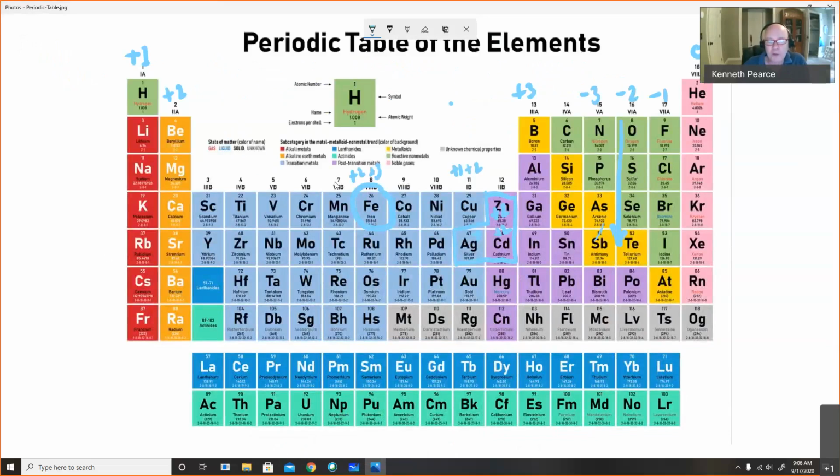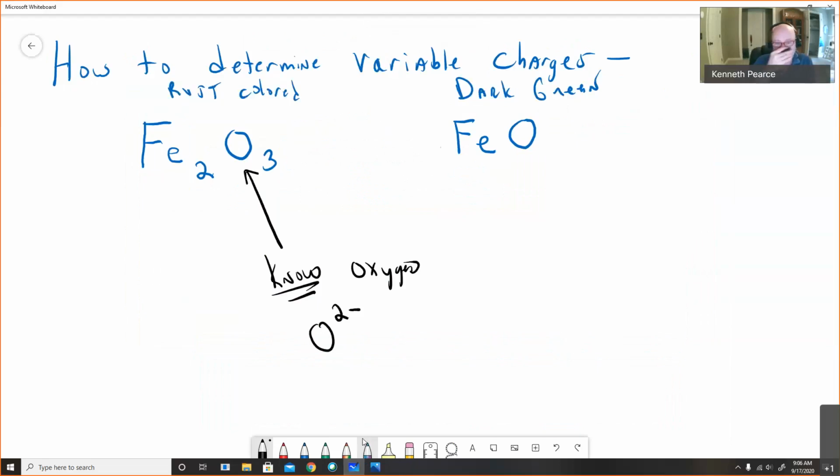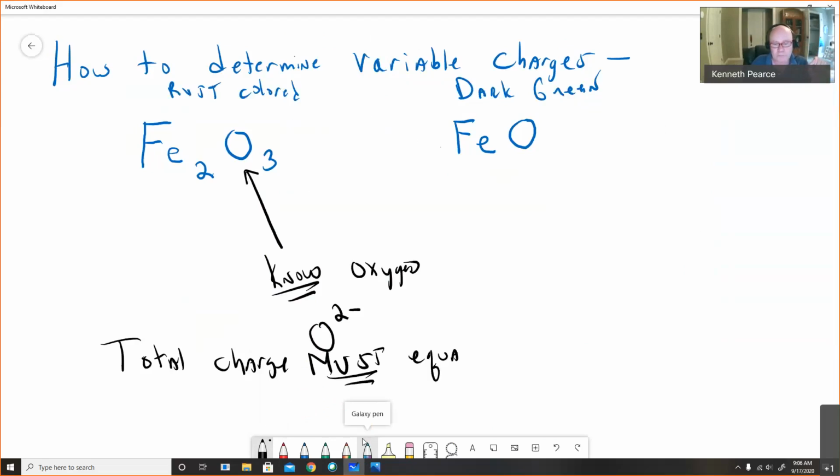Everybody is -2 in that column. We don't know what iron is. It could be +2 or +3. And so we're going to figure out what the iron is. Okay, now remember the one thing that's true of ionic compounds, the metal with a nonmetal, the one thing that's true is that the total charge must equal 0. Okay, so we know that's true with ionic compounds.